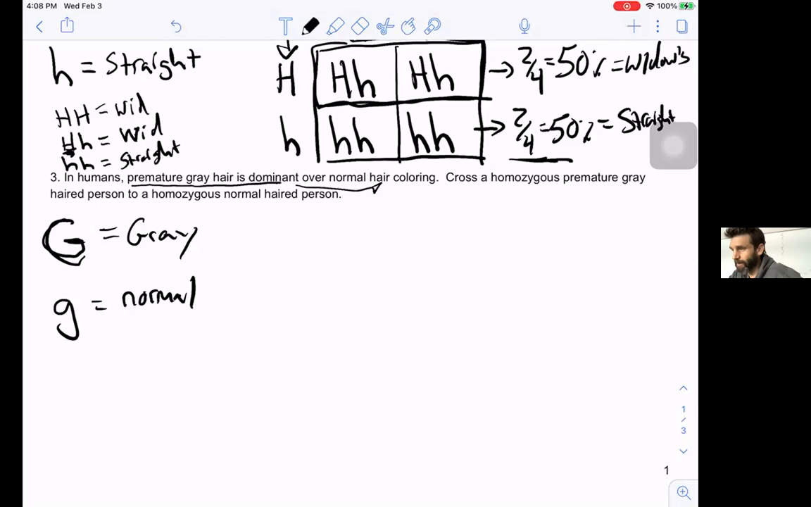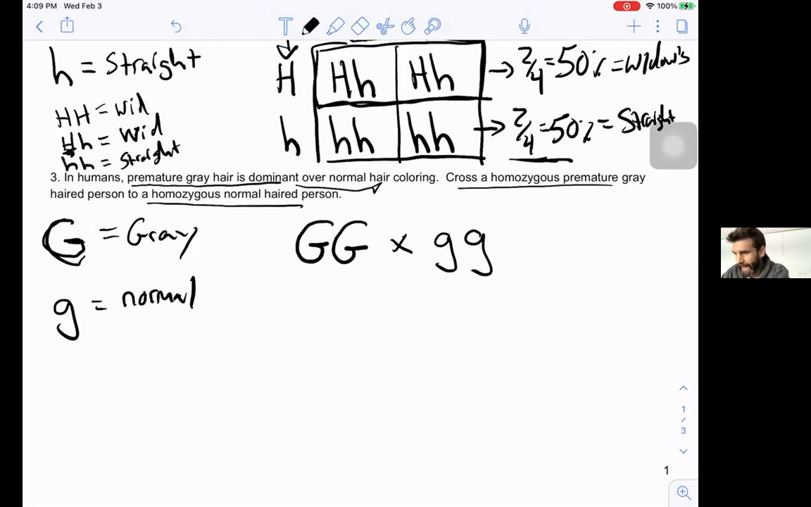So we cross a homozygous premature gray-haired person, so that's homozygous dominant, big G, to a homozygous normal-haired person, little g. And you probably can see where this one is going.